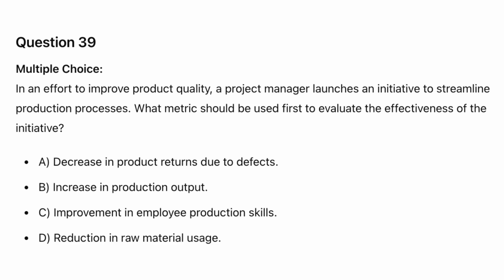Question 39. In an effort to improve product quality, a project manager launches an initiative to streamline production processes. What metrics should be used first to evaluate the effectiveness of the initiative? A. Decrease in product returns due to defects. B. Increase in production output. C. Improvement in employee production skills. D. Reduction in raw material usage.